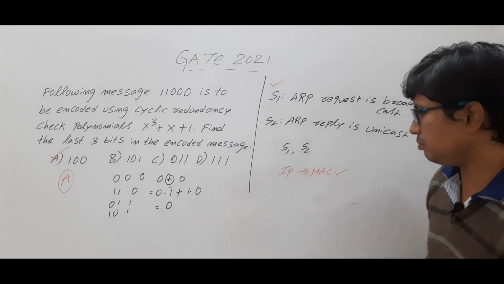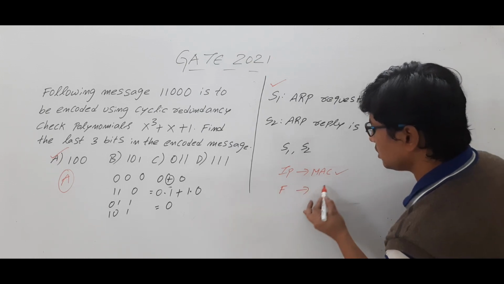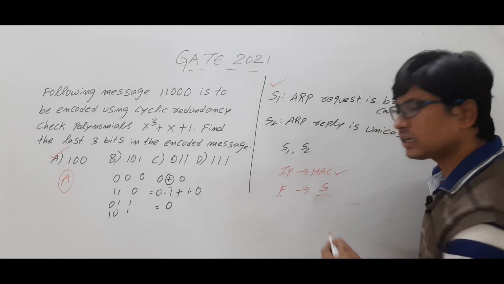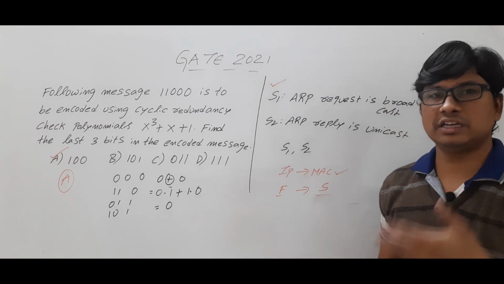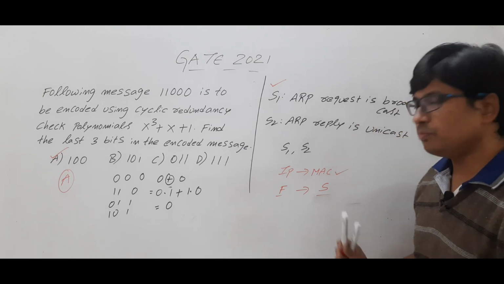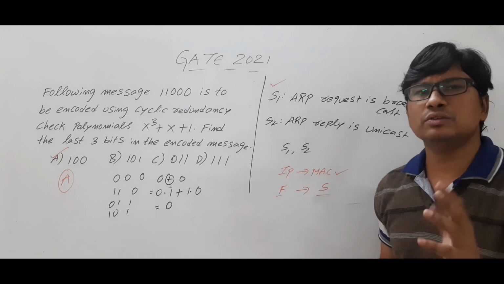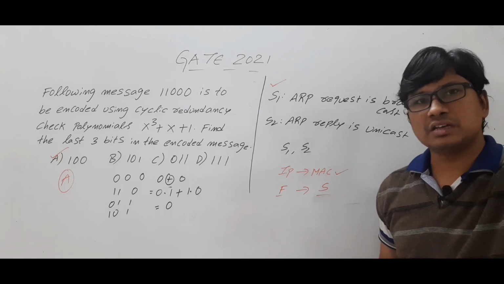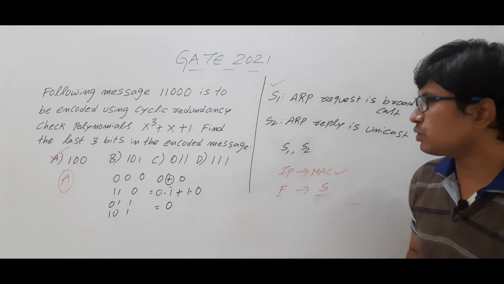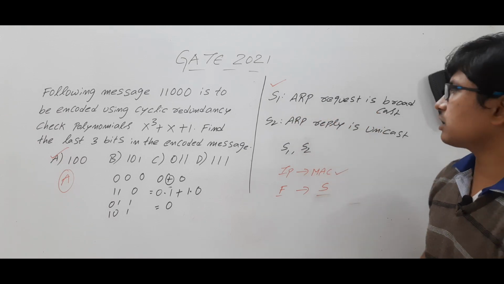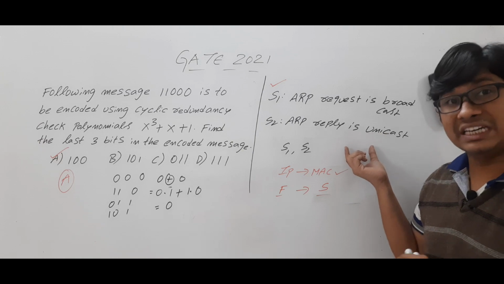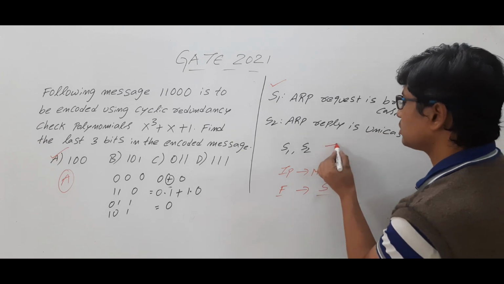Let's take a simple example. A faculty is asking a question to the students, then the question will be broadcast. Does anyone know this question? So that is the way the faculty will ask. So the question is broadcast. Now if one person knows the answer, then he will say, sir, I know this answer. Then he will reply in a unicast way. Is it clear? Are you able to understand it or not? So the ARP request packet is broadcast, whereas the ARP reply packet is unicast. So both the statements are true.